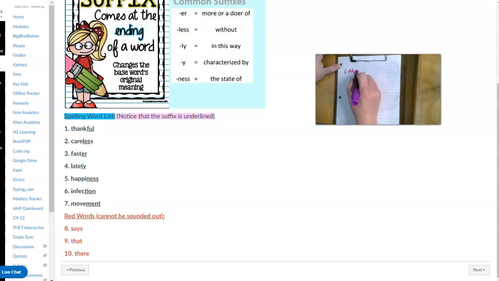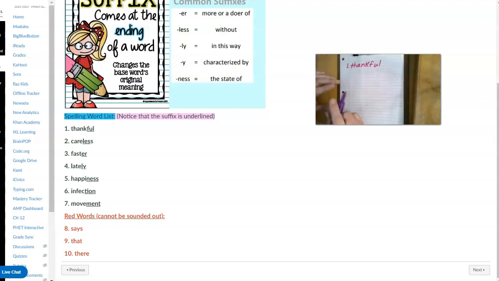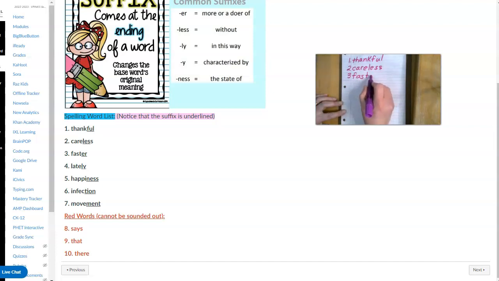I am thankful for my third grade students. Thankful. Number two, careless. If you rush with your work, you may make a careless mistake. Number three, faster. The more we practice, the faster we get.